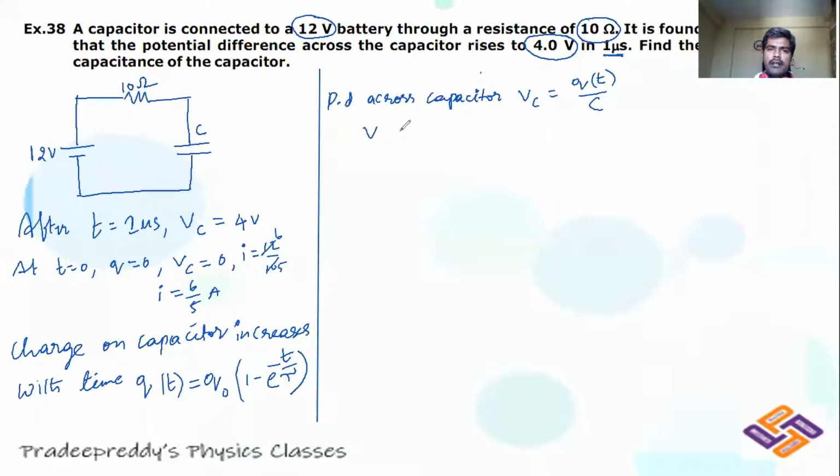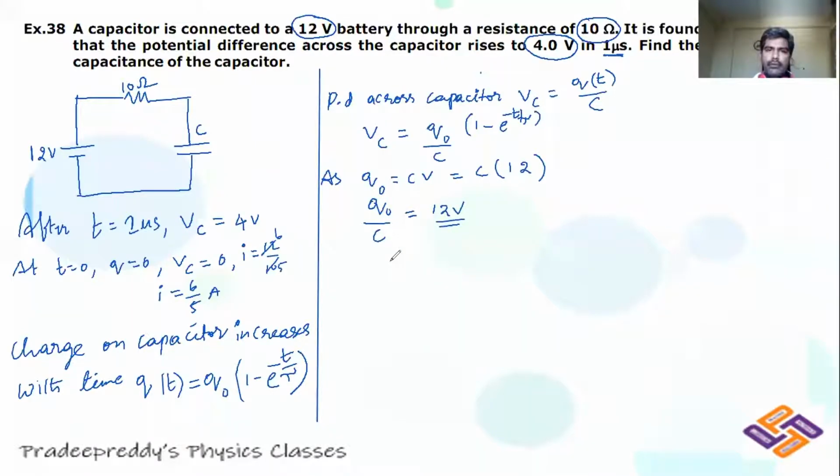So the potential across the capacitor after some instant of time can be written as Q naught into 1 minus e power minus t by tau, divided by C, right? Here Q naught is the final charge, and C is the capacitance, as Q naught is equal to C into V. What is V here? V is equal to 12 volt. Therefore, Q naught divided by C is 12 volt. And what about Vc given? Vc is equal to 4 volt at time t equal to 1 microsecond.